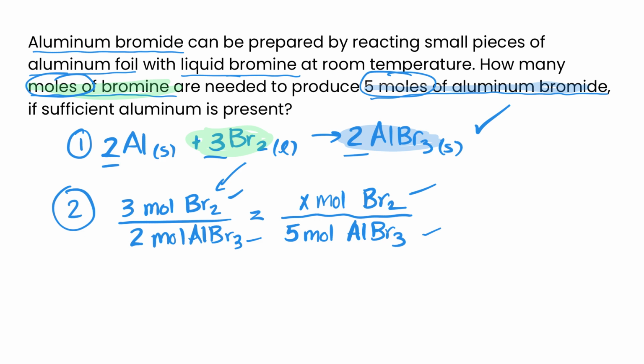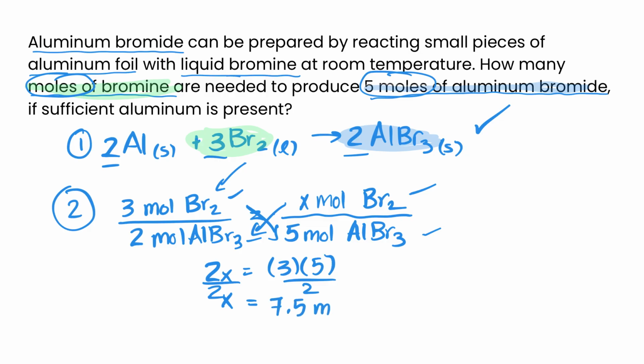From here, we're going to solve for x using cross multiplication. So x times 2 is 2x. And then we got 3 times 5, which is 15. And then if we divide both sides by 2, we have 15 divided by 2, which is 7.5 moles of Br2 needed.